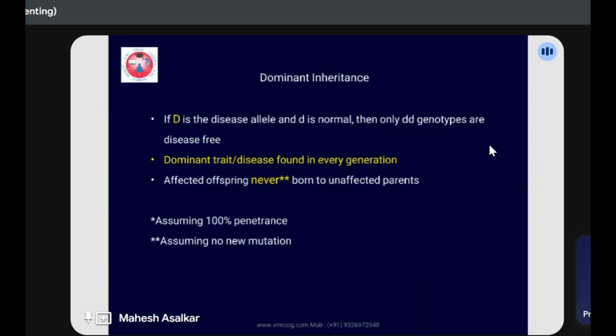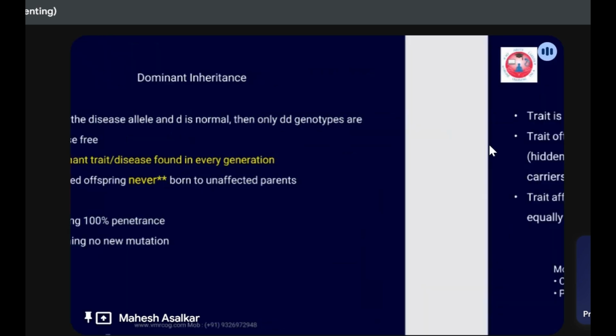So this is the difference between the dominant and the recessive pattern. For this, there is an assumption that there is 100% penetrance and there are no new mutations. If this assumption is there, then affected offspring will never be born to unaffected parents, and it will be seen in every generation.